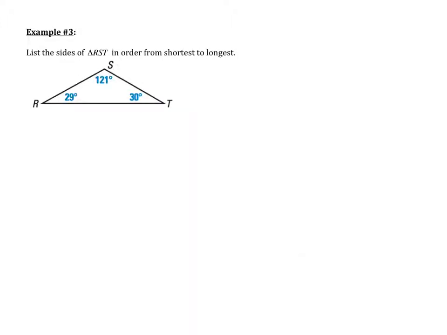And here's example number 3. List the sides of triangle RST in order from shortest to longest. So remember, the shortest side is going to be across from the smallest angle. So our smallest angle is 29 degrees, so the side opposite that is side ST. The next biggest angle was the 30 degrees, so the side opposite of that is segment RS, which leaves us with the side opposite the 121, which is RT.